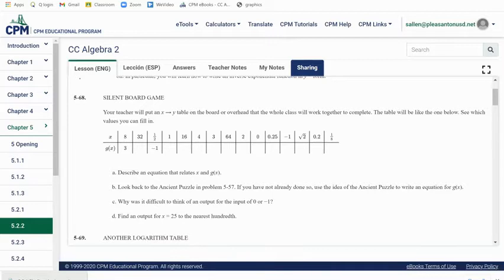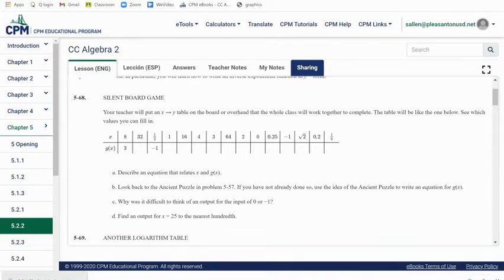Part C, why is it difficult to think of an output for the input of 0 or -1? And then D, find an output for x equals 25 to the nearest hundredth. So go ahead and push pause and do this problem.